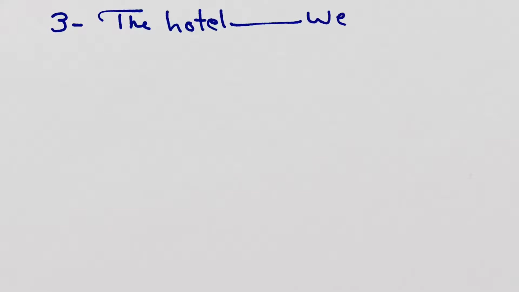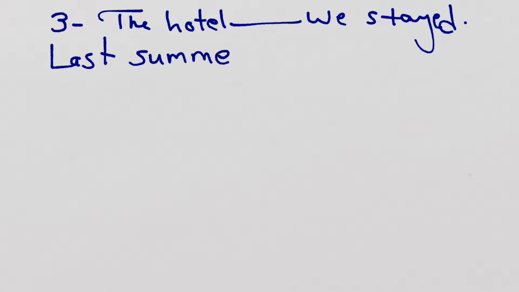One more example. Number 3, the hotel, space, we stayed, last summer, was nice. Look at the word before the space. We have hotel, and hotel is a place. So here we have to use where.